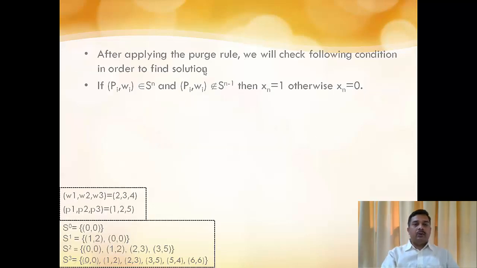Now how would I know which items I have to take? After the purging rule is applied, we have to apply the condition: if (Pi, Wi) belongs to S^n and (Pi, Wi) doesn't belong to S^(n-1), then I'll take the item Xn, otherwise I'll drop the item Xn. Now our highest value is 6-6.